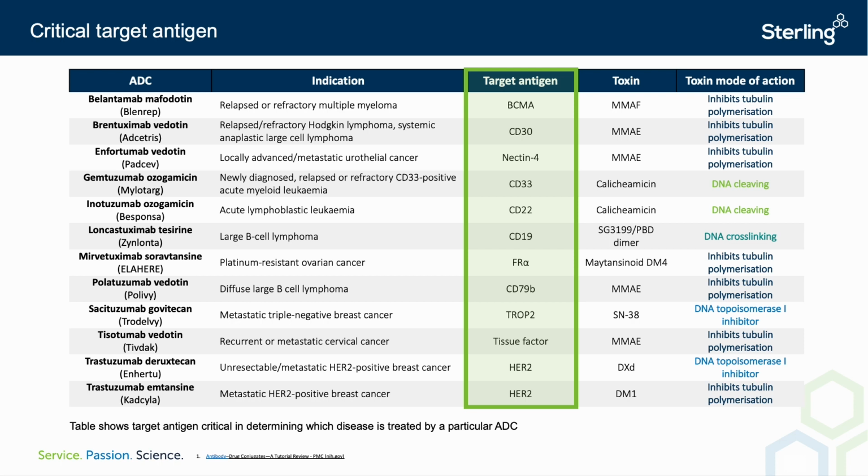ADCs already target a wide range of different receptors utilizing several different modes of action, and with these continuing innovations, the range of targets and modes of action is set to keep on growing for the foreseeable future.